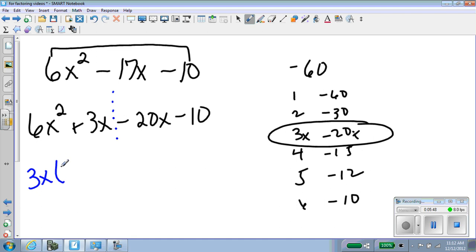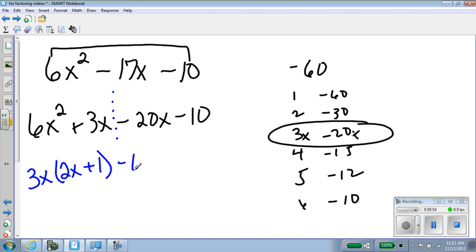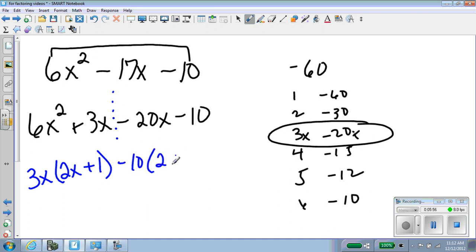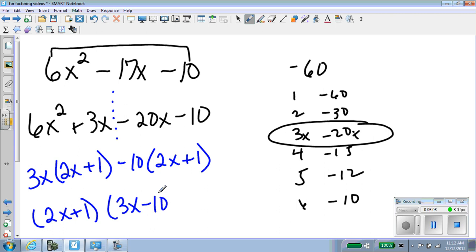3x in common, 2x plus 1. 10 in common, but I'm going to call it negative 10, so I get 2x plus 1. 2x plus 1, 3x minus 10.